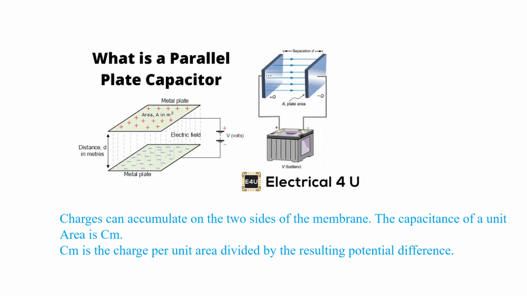This Cm, the capacitance per unit area of the membrane, is defined as the charge per unit area, which is the surface charge density, divided by the resulting electric potential difference V. And the unit of Cm is again farad per meter squared, and it will be given to you in the problem as a constant parameter.